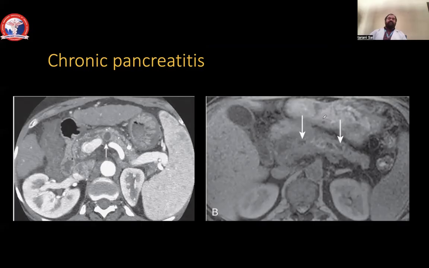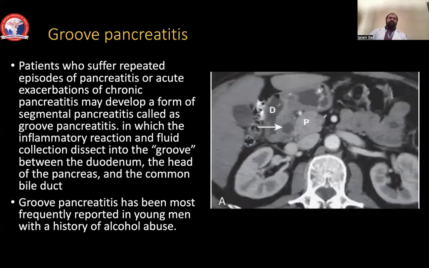Chronic pancreatitis. This is a CT image taken in the arterial phase showing marked atrophy of the pancreas with a few parenchymal and intraductal calcifications with a prominent main pancreatic duct. On the B image, which is the MR T1 fat suppressed weighted image, showing an atrophic pancreas with a few hypointense areas suggesting calcifications.